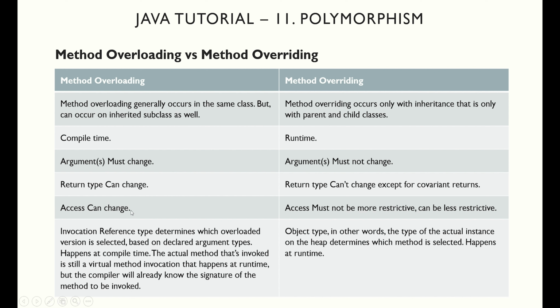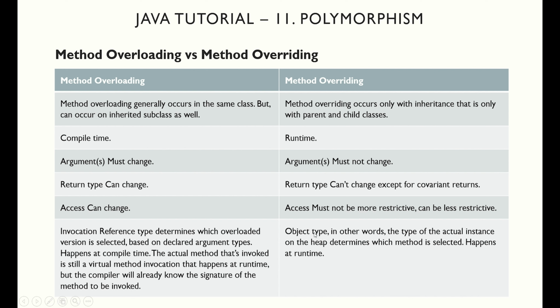In method overloading, access can change. In method overriding, access must not be more restrictive, but can be less restrictive. In method overloading, the invocation reference type determines which overloaded version is selected, based on declared argument types. This happens at compile time. The actual method invoked is a virtual method invocation, which happens at runtime, but the compiler will already know the signature of the method to be invoked.